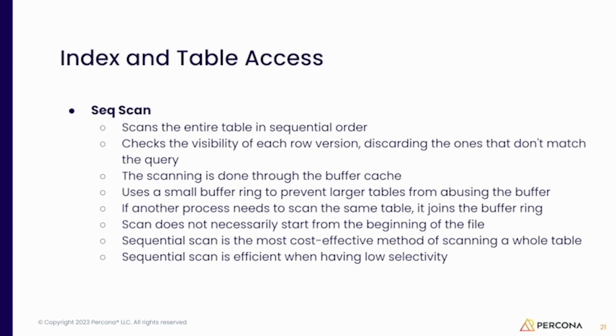And sequential scan is efficient when having low selectivity. What is low selectivity? Anybody? Low selectivity means that you're selecting a large number of the rows based on the data. More or less, uniqueness. You don't have uniqueness, exactly.